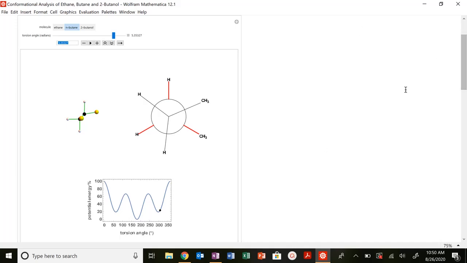So that's your first fun thing with Mathematica. You can download this and play around with it if you want to visualize this, but we'll talk about it in class today.